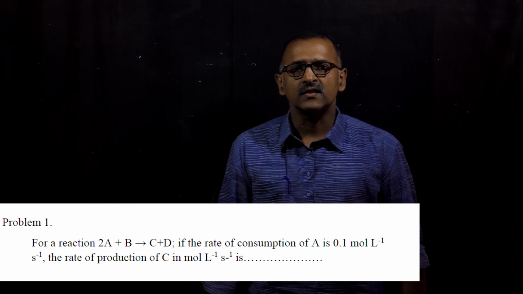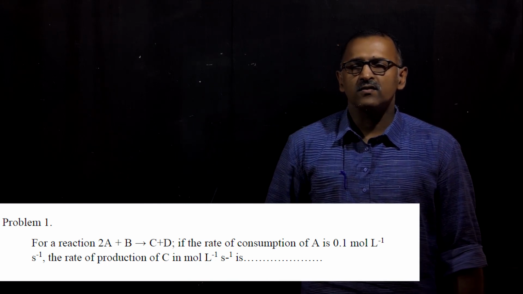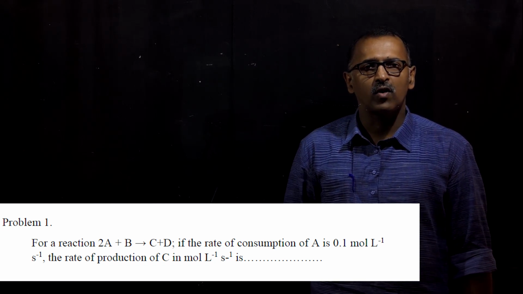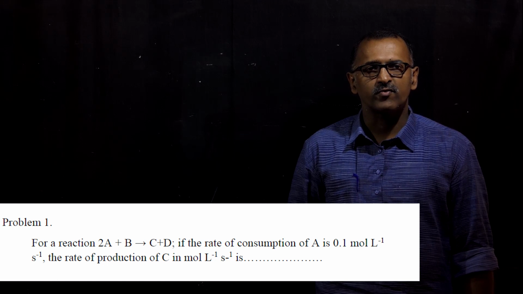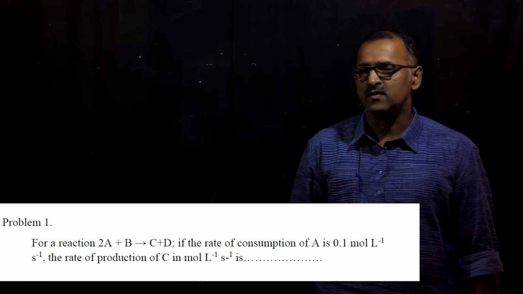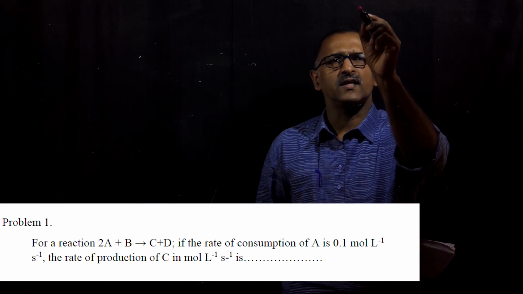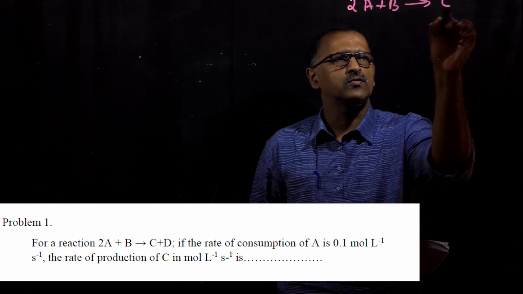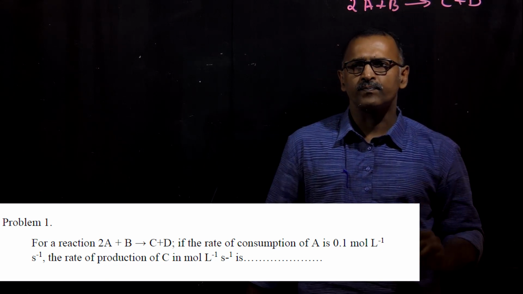For a reaction 2A plus B giving C plus D, if the rate of consumption of A is 0.1 mole per liter per second, the rate of production of C in mole per liter second inverse is. So as you can see, the reaction is 2A plus B giving you C plus D.